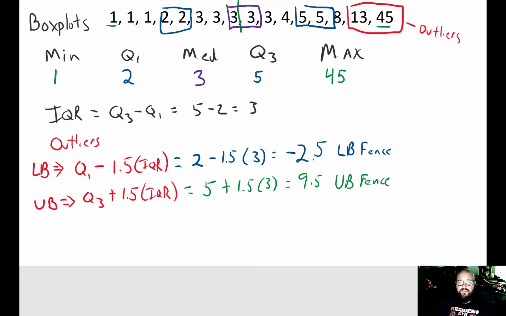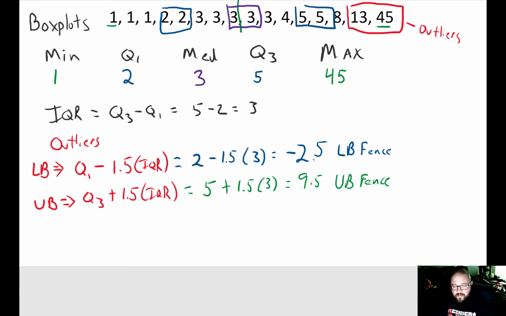Now, the reason you have to determine those values is because that comes into play when you're drawing your box plot. So now that we have our values here for min, Q1, median, Q3, our max, and now that we know which values are considered outliers, we can draw the proper box plot for this, okay?